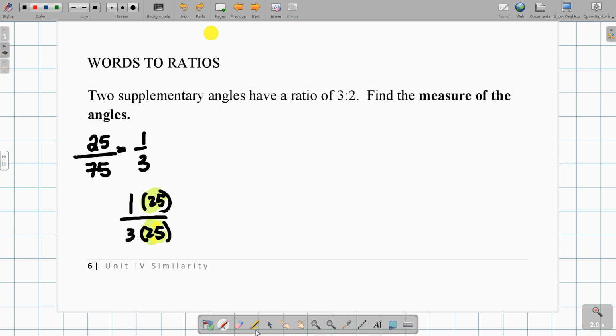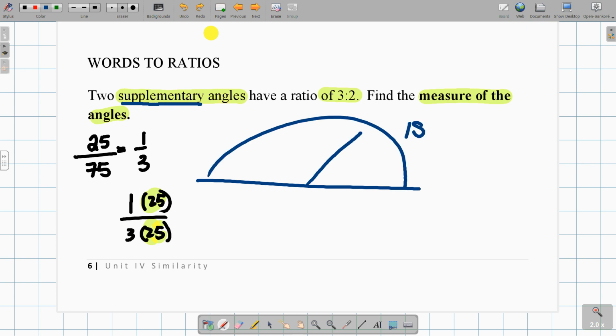Let's read this problem. We have two supplementary angles with a ratio of 3 to 2. Find the measure of the angles. Supplementary, sum 180. It's a ratio of 3 to 2. Now, a ratio is the reduction.